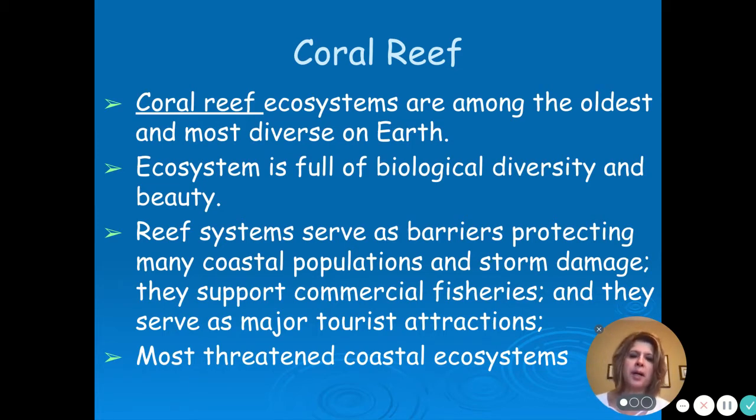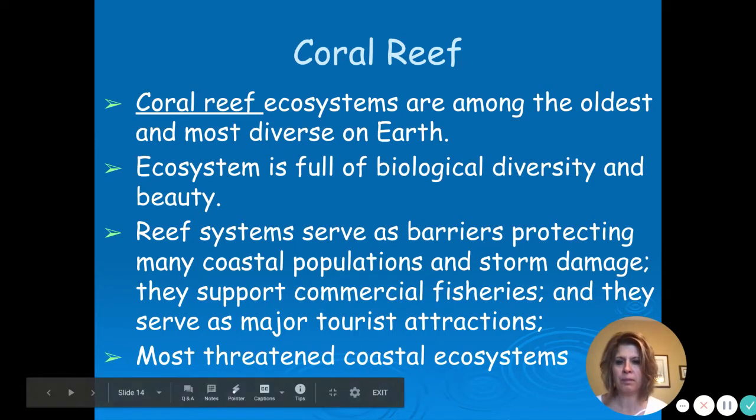Reef systems serve as barriers protecting many coastal populations from storm damage. They support commercial fishing and serve as major tourist attractions, but it is the most threatened coastal ecosystem. People are gathering the coral reef, drying it, and selling it for profit. This is causing much damage to this ecosystem, causing many organisms not to be able to adapt without the coral reef as their home.